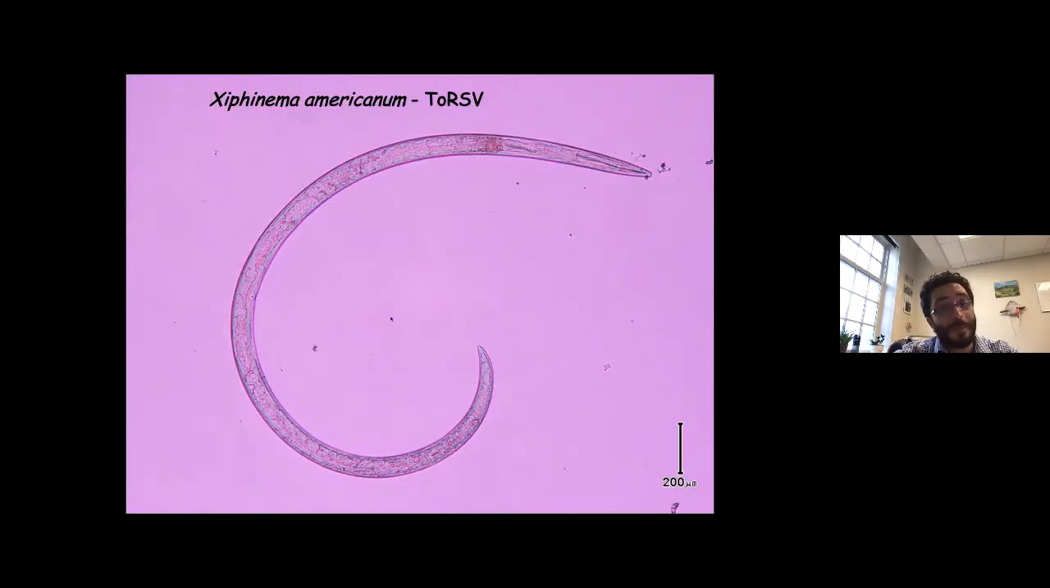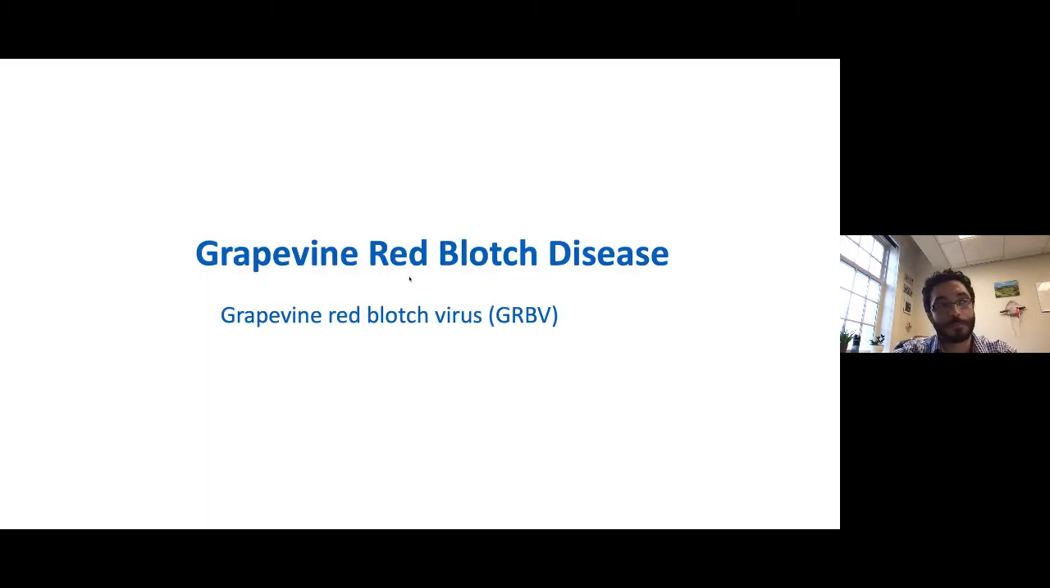Those viruses are called nepoviruses because they are transmitted by nematodes. And this particular one, Xiphinema americanum, is present in Connecticut. And as I will show later, we have the virus or viruses, and now we also have the vector. So it's a widespread problem.